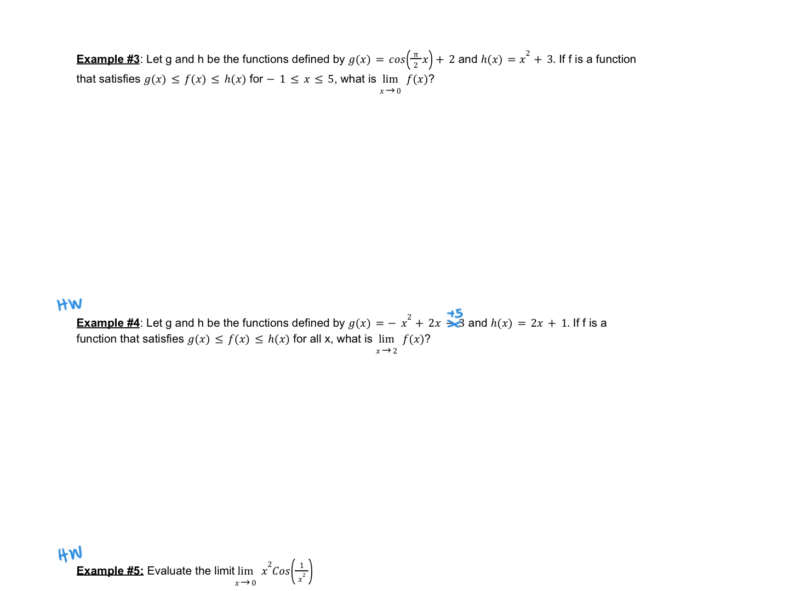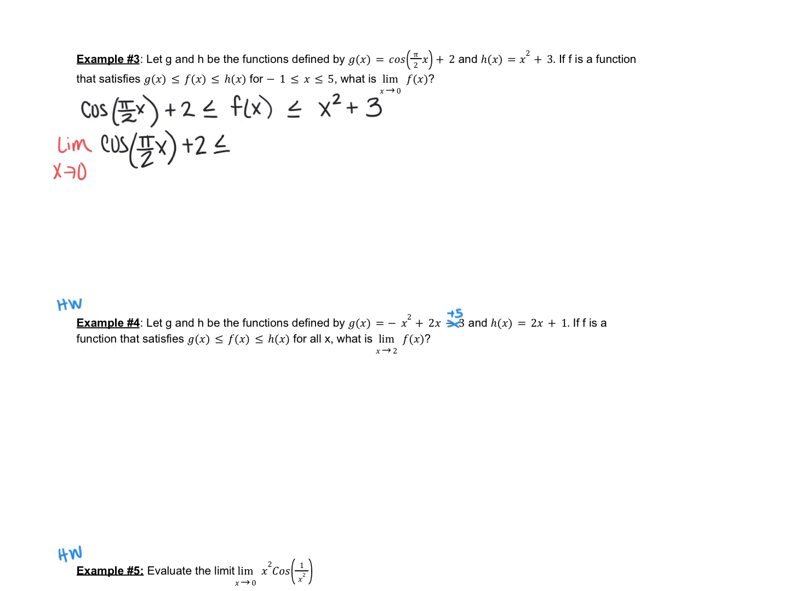So again, I'm going to go ahead and put in what I have. I have here that g of x is cos of pi over 2 x plus 2, less than or equal to f of x, less than or equal to my h of x, which is x squared plus 3. So again, I want to put in a limit. So we could put our limit as x approaches 0 of cos pi over 2 x plus 2, and we have our limit as x approaches 0 of f of x, and again, our limit as x approaches 0 of x squared plus 3.